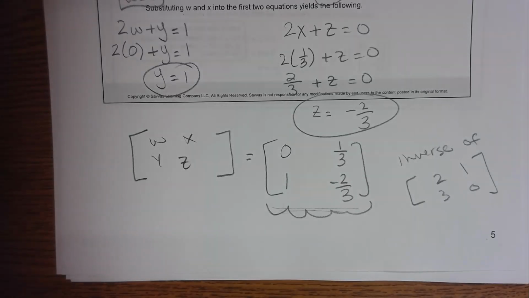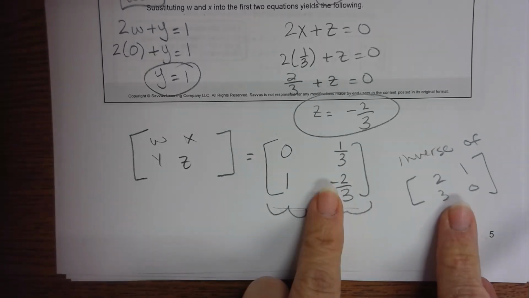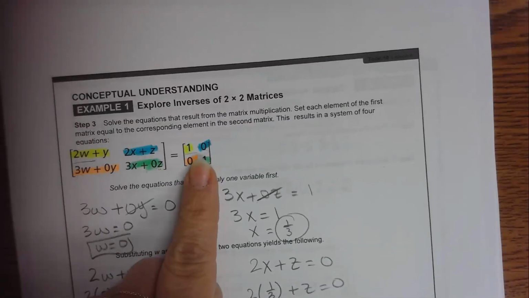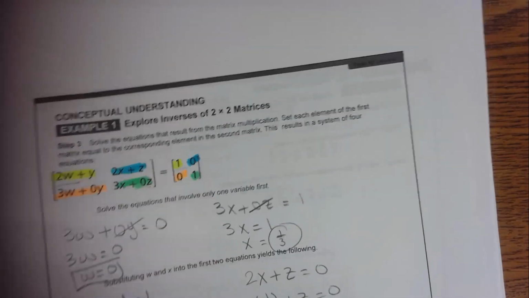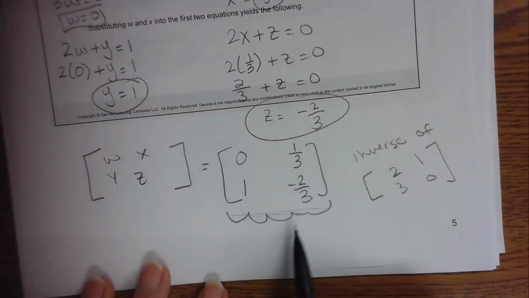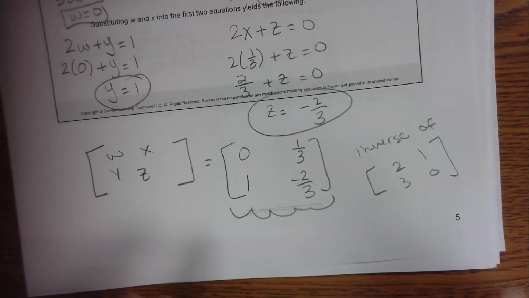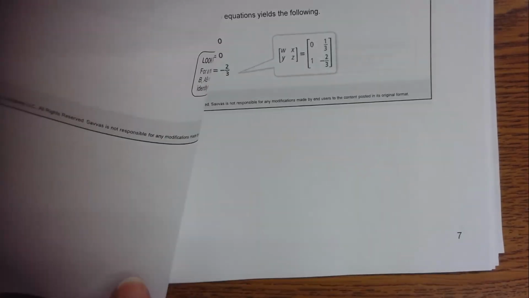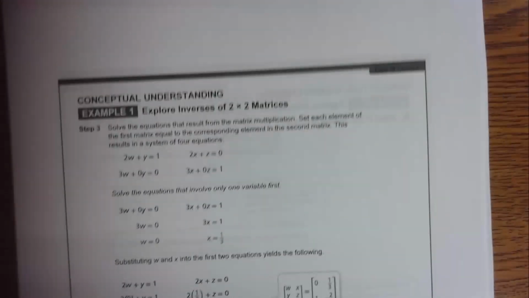You know how you could check? Take those two and multiply them. You should get 1, 0, 0, 1. And if you don't, then we did something wrong somewhere in the algebra. But it should work out. Okay? All right, so let's do the second example.